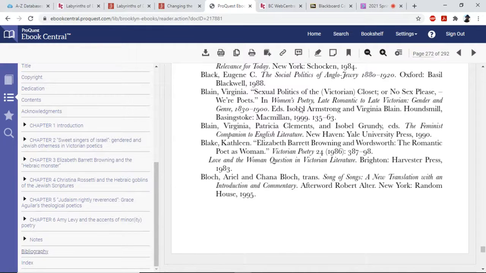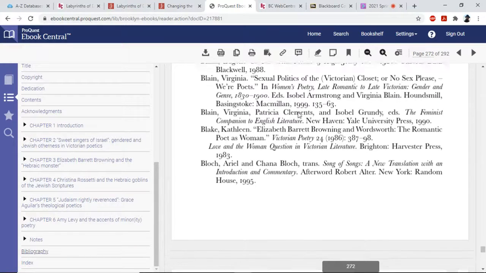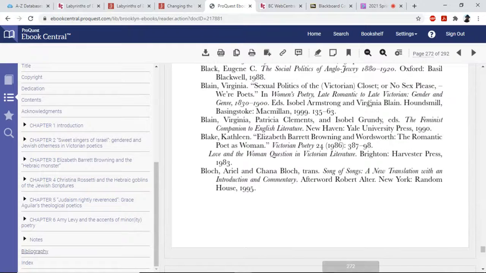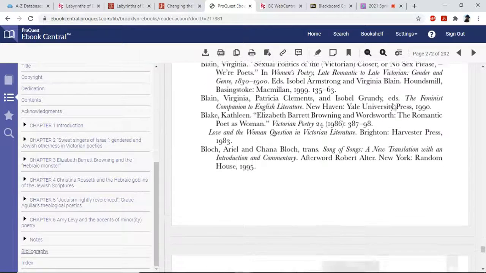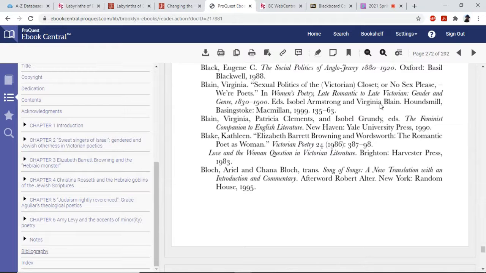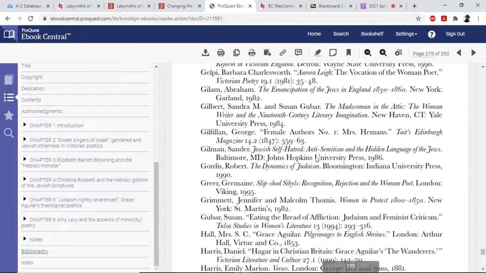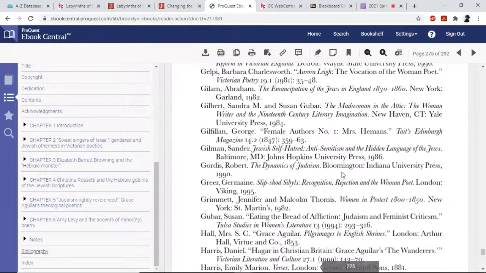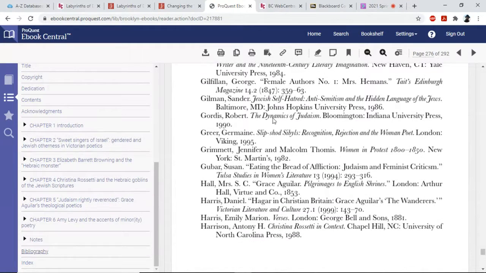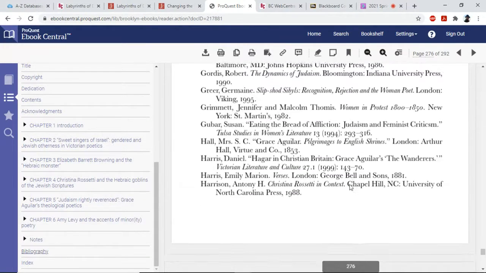So this is from 99. This might be useful. That might be worth noting down. It looks like an anthology, perhaps. And I say that because it lists editors. So even though a lot of these don't exactly mention Christina Rossetti, depending on the direction your argument takes, some of these might still be useful, right?